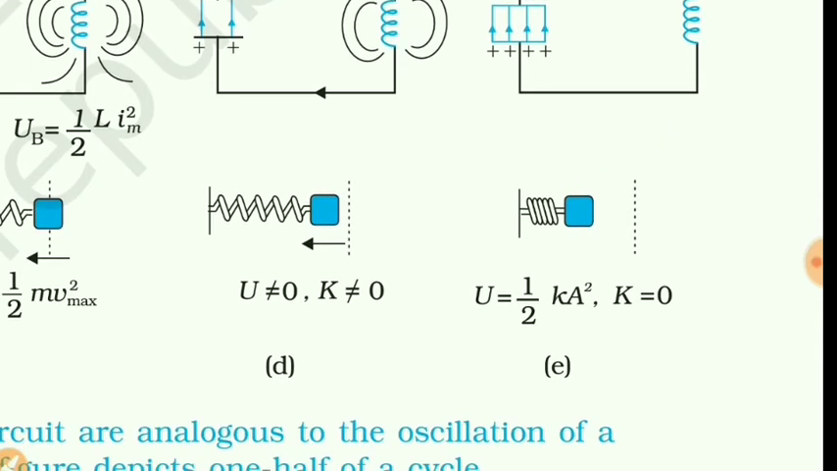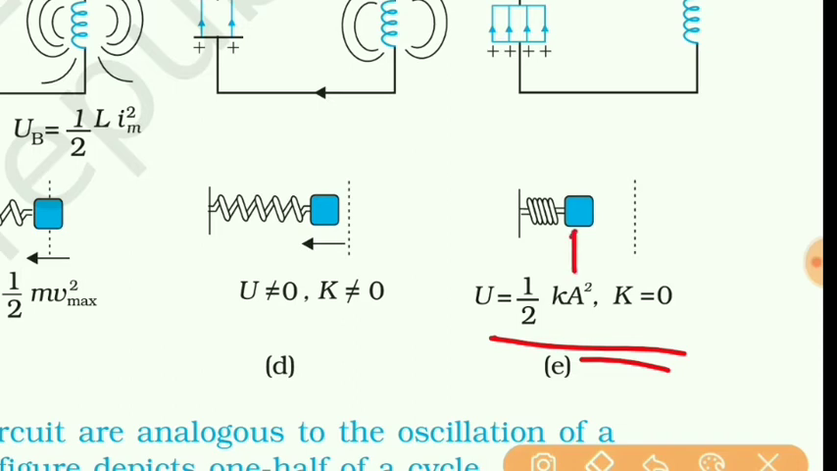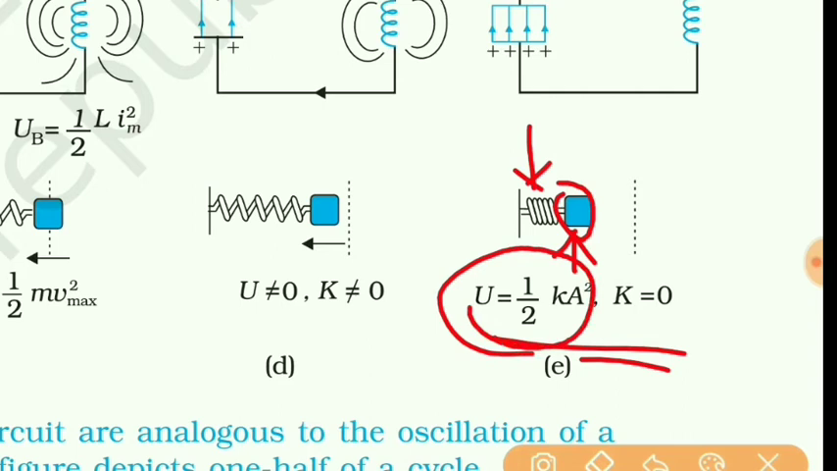Same thing is shown here for the mechanical system. This object is now at its extreme position on the left side. So now it has its potential energy due to compression of the spring. So maximum potential energy, but at this instant this block is stationary and so there is no velocity associated with it, and so the kinetic energy is 0.